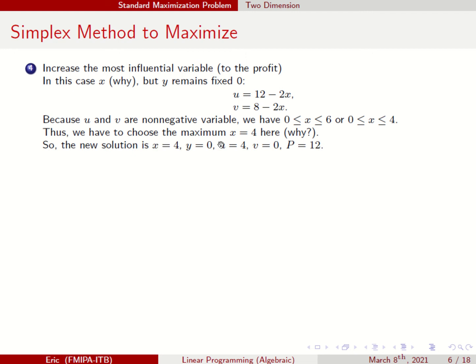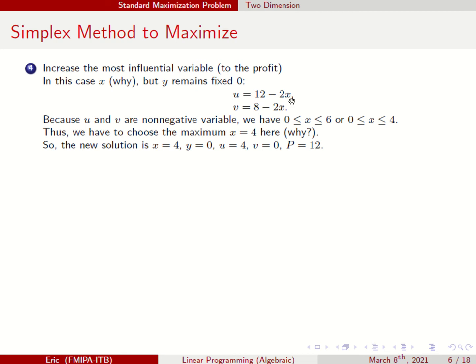So here, don't forget y is 0, x is 4, u is 4, v is 0, and p is 12. How do you get u equals 4? You can just substitute. u is 12 minus 2x, x is 4. 12 minus 8 is 4. For v, you substitute x equals 4 here. 8 minus 8 is 0. And the profit is 3x plus 2y. 3 times 4 plus 2 times 0 is 12.